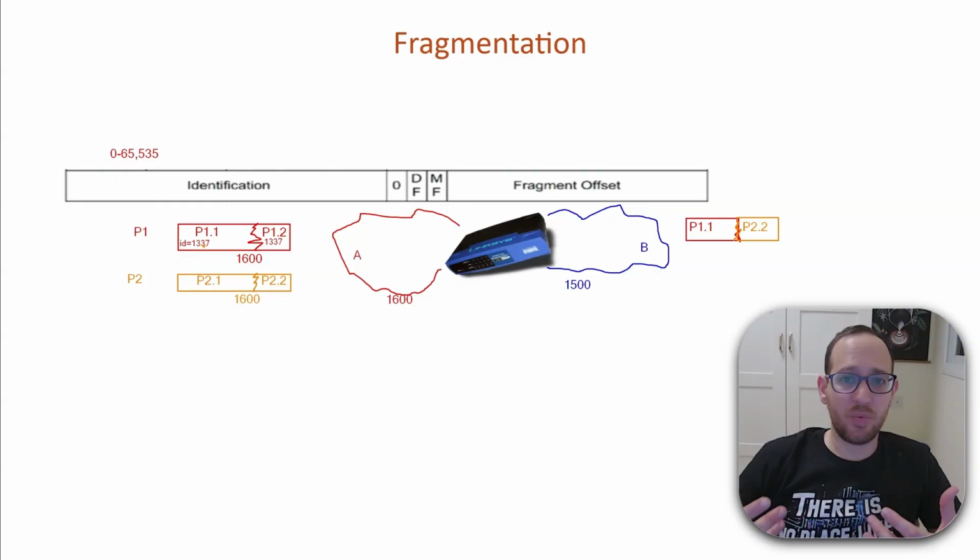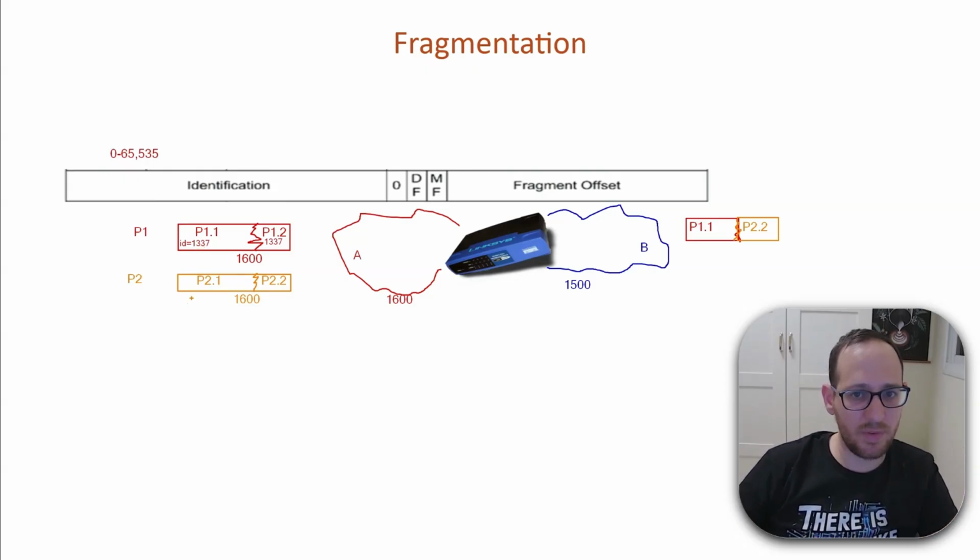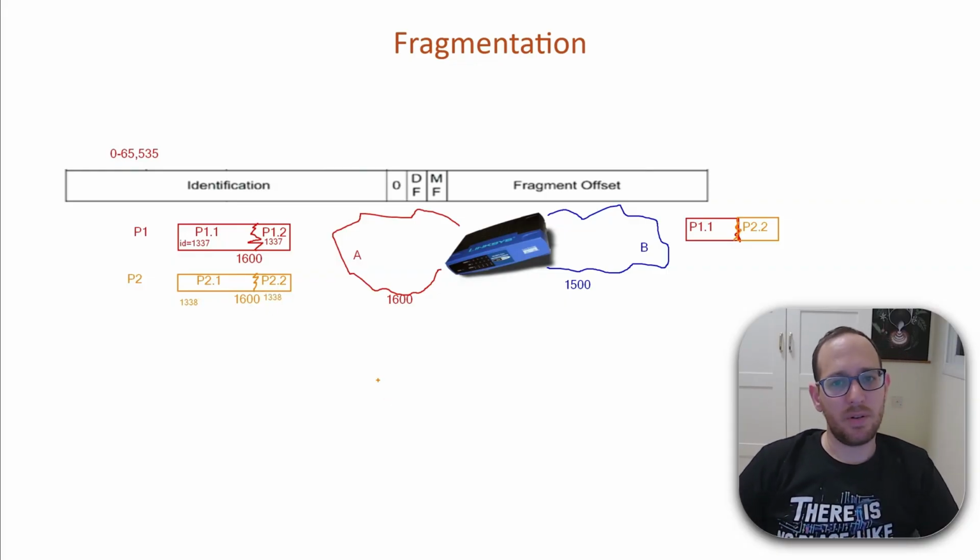Of course, for that to really happen reliably, we need other packets that are sent in the adjacent time to have different ID values. For example, P2 here would have the ID of 1338. It doesn't have to be a close value. Different operating systems do this differently. All right. So we solved the problem of knowing which packet a fragment belongs to.